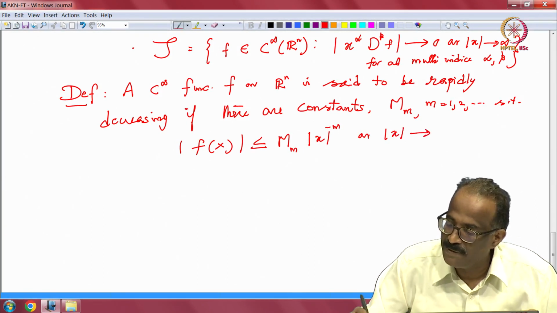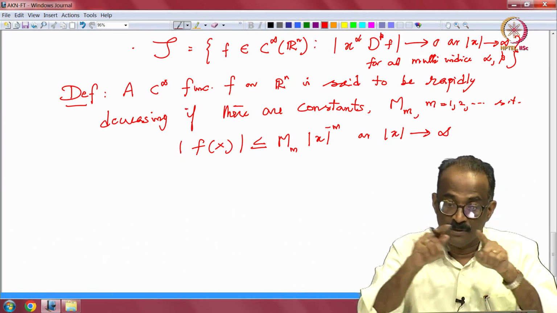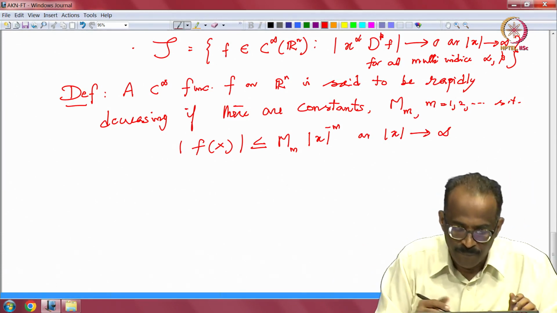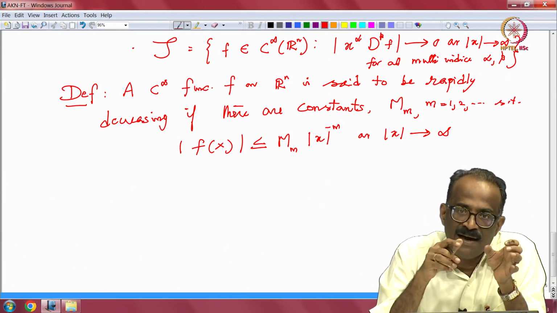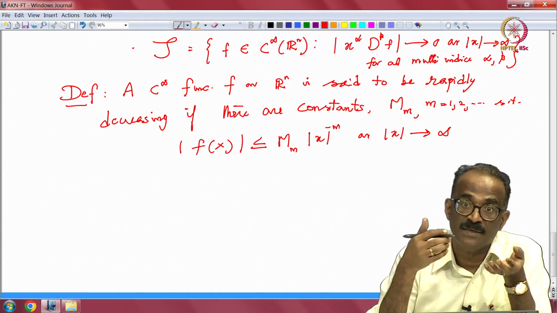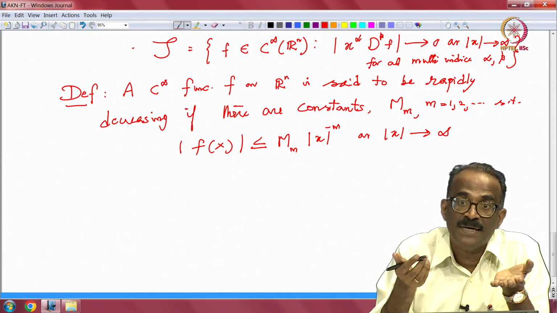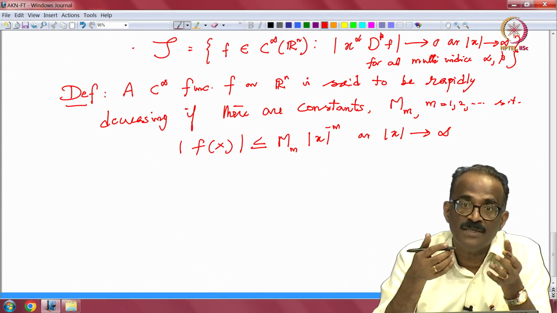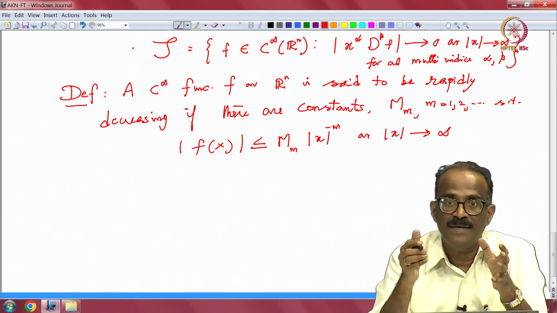So, you have a decay. There is a rapid decay of the polynomial type, that is what I said. It decays faster than every polynomial. So what we are saying is that in the Schwartz space you are looking for rapidly decaying functions, and functions which are rapidly decaying and all their derivatives are also rapidly decaying. So, the Schwartz functions are those C infinity functions for which f and all its derivatives are rapidly decreasing.